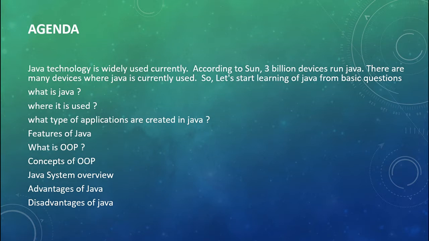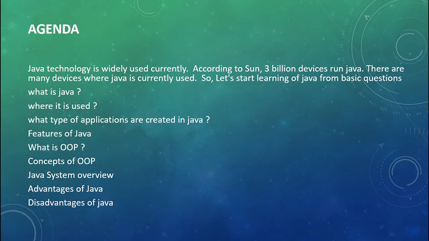Our agenda is: what is Java, where it is used, the types of applications created in Java, features of Java, what is OOPS, what are the OOPS concepts, Java system overview, advantages and disadvantages of Java.